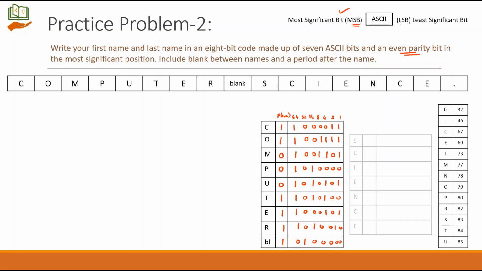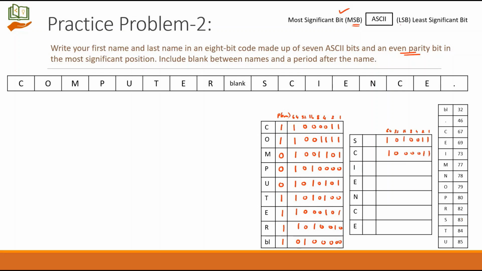Now let's take science. S is having 83. C is 67. I is 73. For E it is 69. What about N? It is 78. Then again C, you have 1, 4 zeros, 1, 1. E is 1, 000, 101. What about the period here? It is 46.